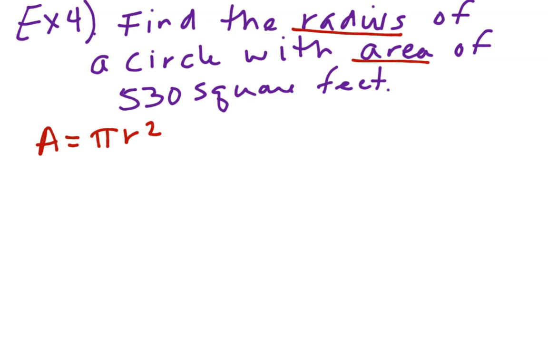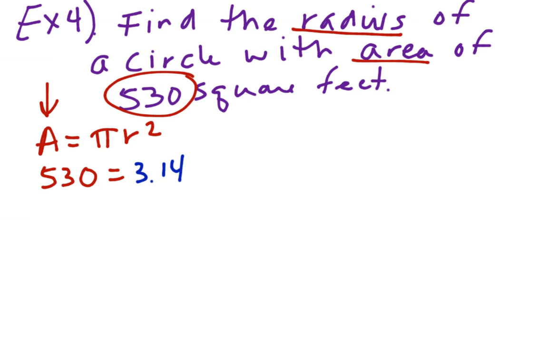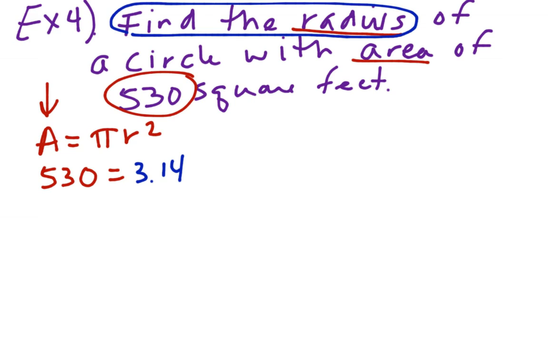And I have to see what do I know and what do I not know. So do I know area? That's A. Yes, they gave me area. They told me it was 530 square feet. So I'm going to substitute 530 for the A. Do I know pi? Yes, I always know pi. It's 3.14. That's not a variable. That's a number. And then do I know radius? No. I'm supposed to find the radius. That's the piece that I'm solving for. So I'm going to leave the r.